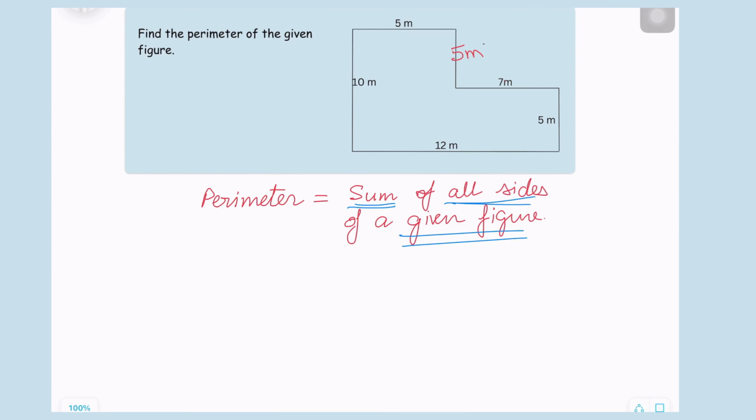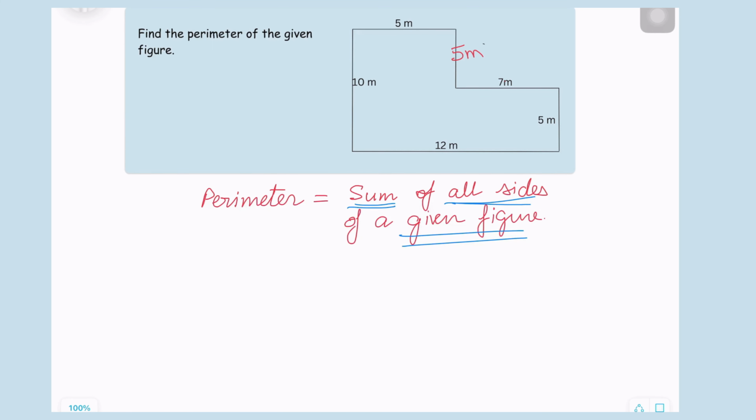Okay, so let's solve this question. This question is a maths Olympiad exam question, and it asks us to find the perimeter of a given figure. So what is perimeter? Perimeter is nothing but the sum of all sides of a given figure. So this is the given figure, and to find the perimeter, we will add all the sides.